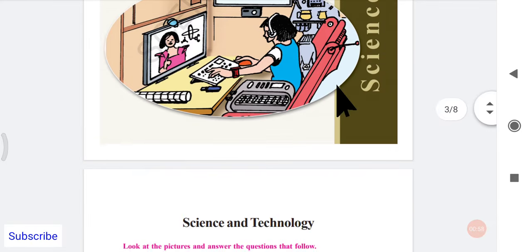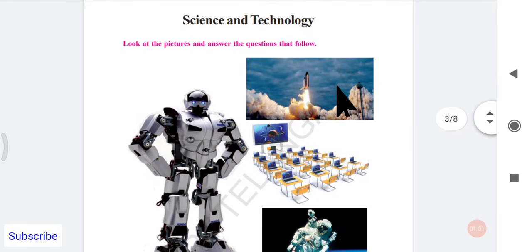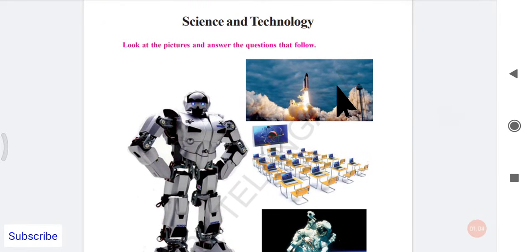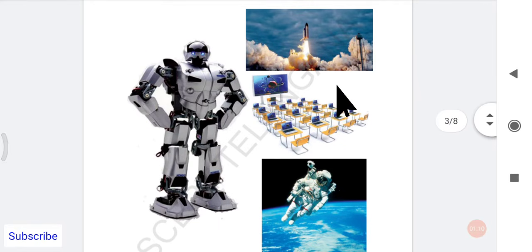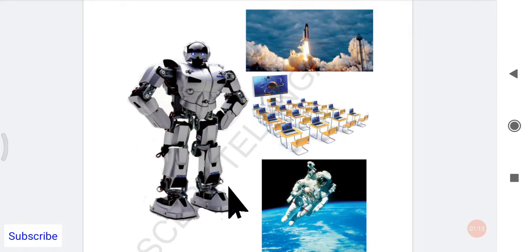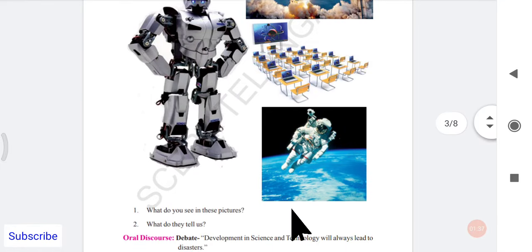I will tell you why, and before telling that, you can see the pictures here. Science and technology: look at the pictures and answer the questions that follow. You can see four pictures related to science. First you can see a robot, and second, that might be ISRO or something else, sending some rocket. In the third picture, a classroom where all the children have laptops in front of them, and there is no teacher, only a TV. Next you can see an astronaut, who is just in space.